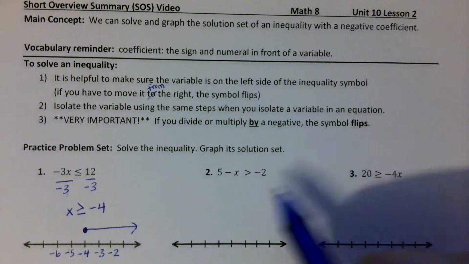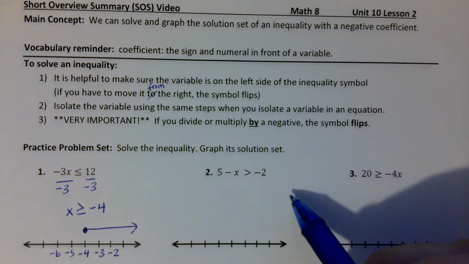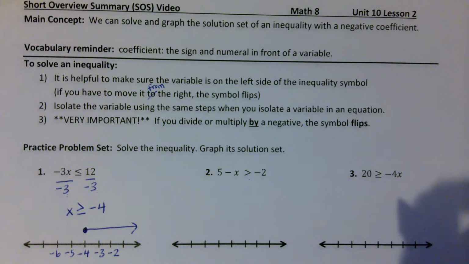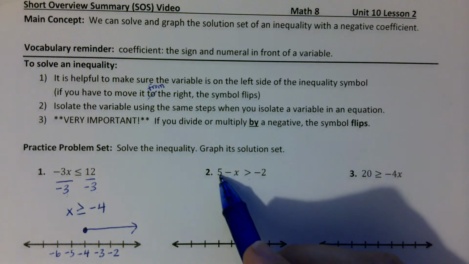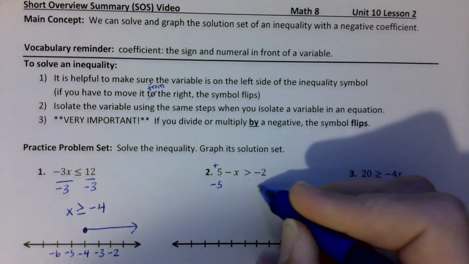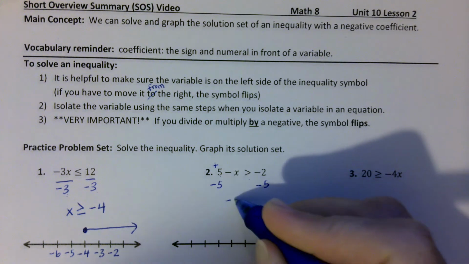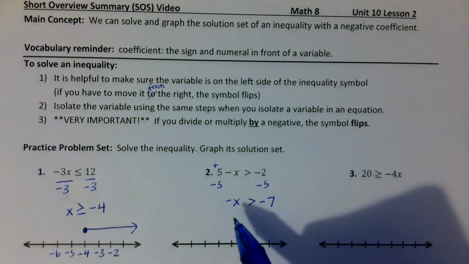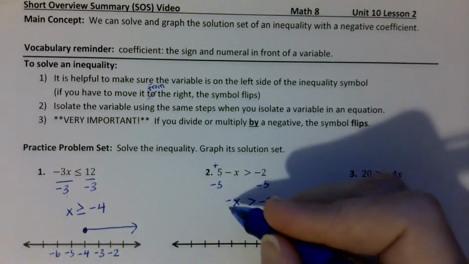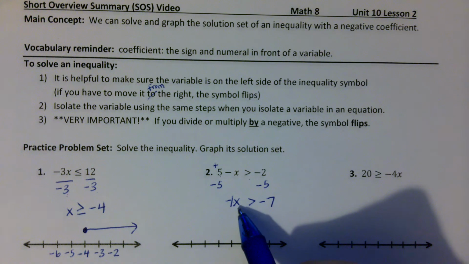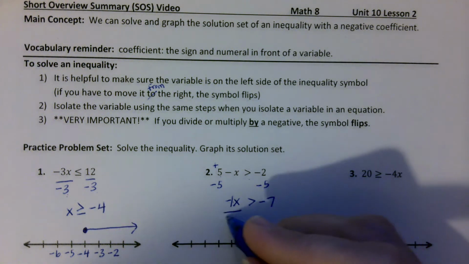Right, how about this one? 5 minus x is greater than negative 2. My variable is on the left-hand side, so we're good with that. I need to get rid of 5 first, so instead of a positive 5, I'm going to subtract 5. So we have negative x is greater than negative 7. This is really the same as saying a negative 1 times x, and the inverse operation of multiplying by negative 1 is dividing by negative 1.